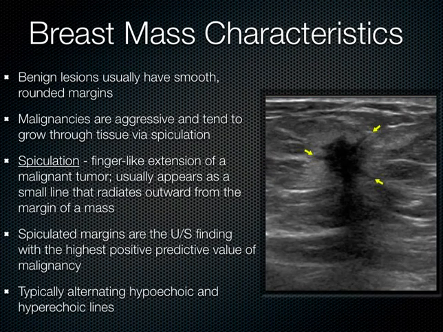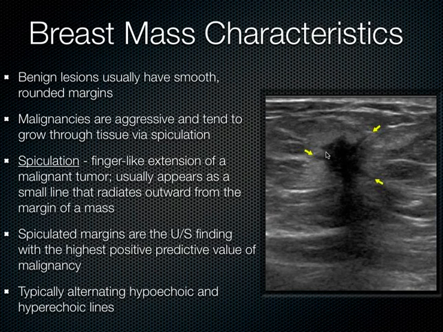Now, the various characteristics that help us differentiate something benign from something malignant, we're going to go through many of these just briefly here. If you look at the margins of the mass, a benign lesion has a nice, smooth, rounded margin, whereas malignancies tend to grow through tissue layers through something called spiculation. Spiculations are finger-like extensions of the malignant tumor. It looks like a small line that's going outward from the mass.